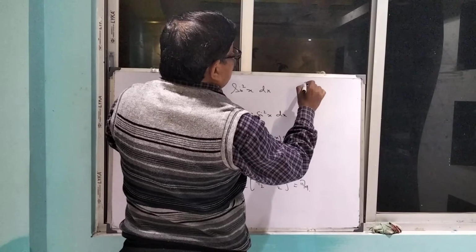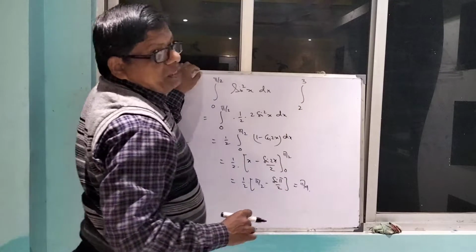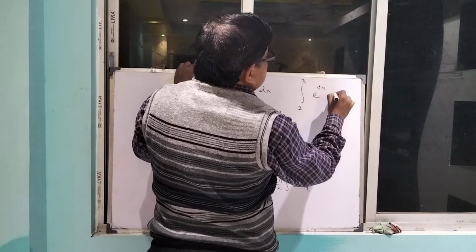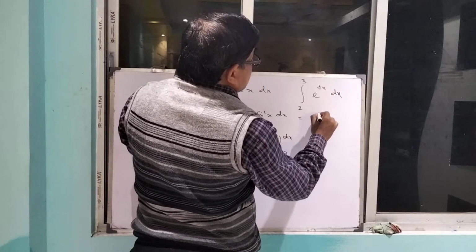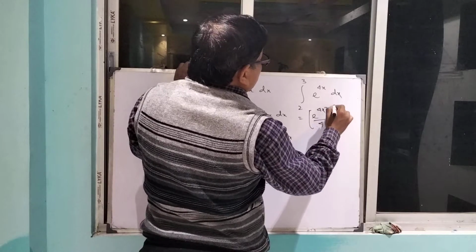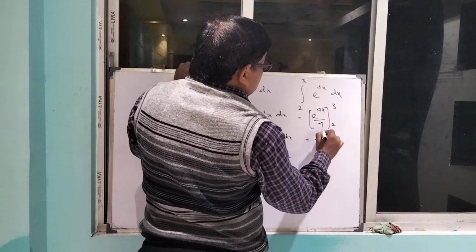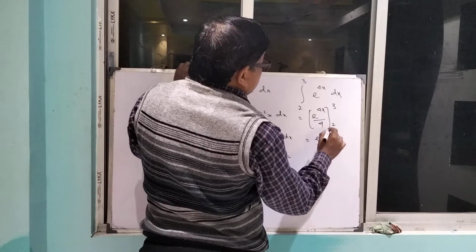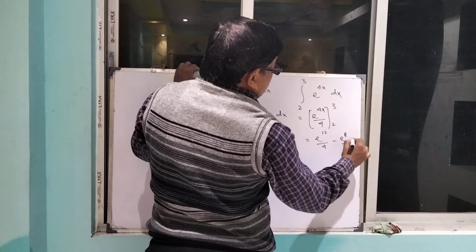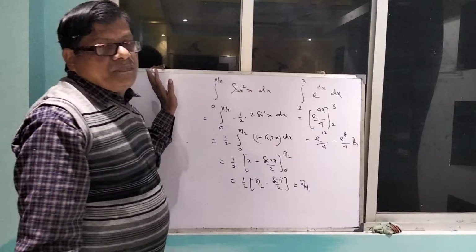Again, suppose 2 to 3, e to the power 4x dx. Simple integration, write e to the power 4x by 4, integration 2 to 3. Okay, so e to the power 12 by 4 minus e to the power 8 by 4. This is the answer.